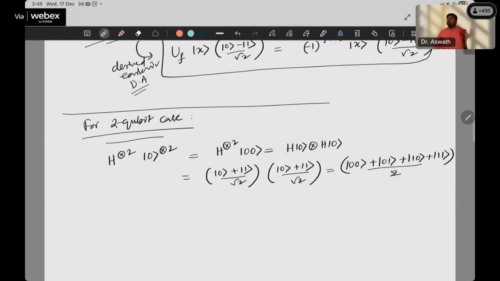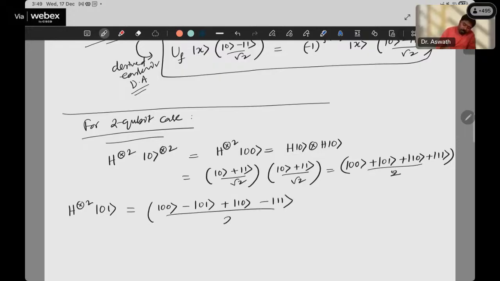Similarly, you can also derive the case of H acting on 0, 1. For 0, 1, you can find out that it is 0, 0 minus 0, 1 plus 1, 0 minus 1, 1 divided by 2.